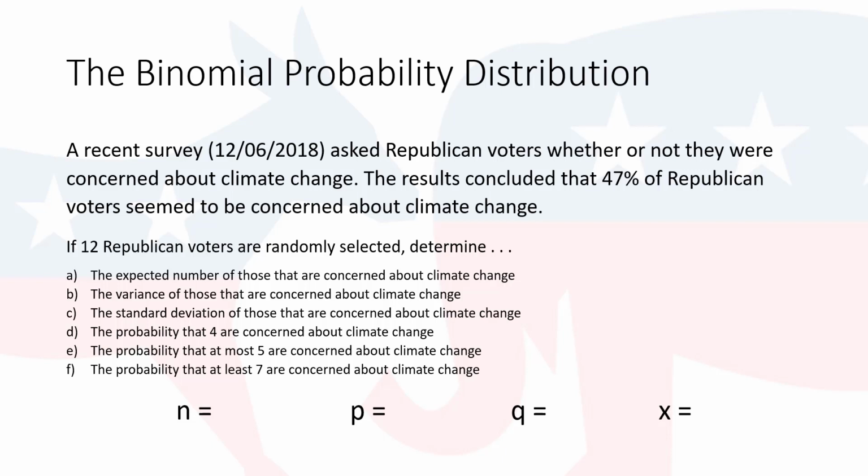Now you can't go more than 12 because we're only selecting 12 people for this particular problem. Also, we can't go below 0 because that would be meaningless. Let's head over to spreadsheet mode and see how we solve each of these.